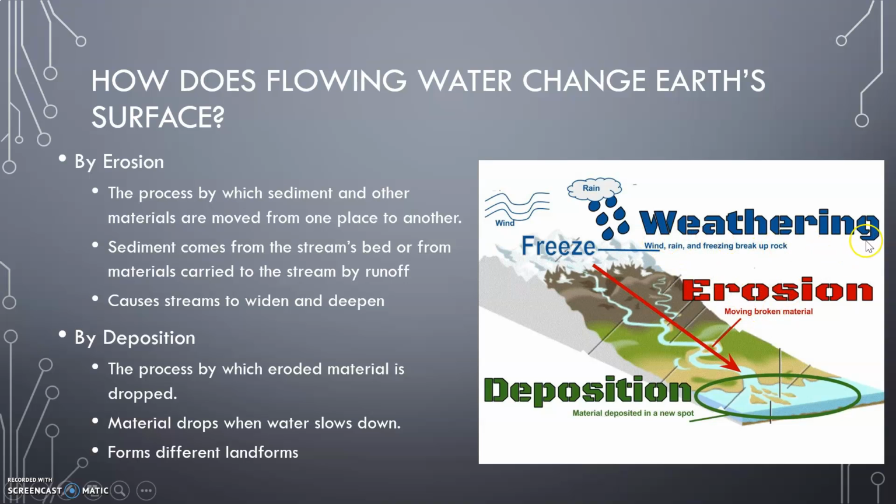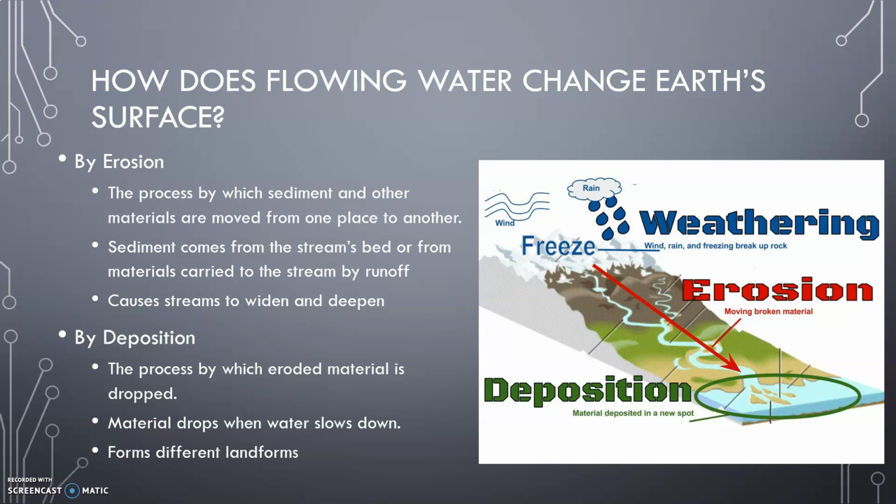We've already talked about weathering, the breaking down of rock due to the wind, the rain, and the freezing rain. We've talked about erosion, which is moving materials from one place to another, and we've talked about deposition, which is where that material actually gets deposited. So, erosion is the process with which sediment and other materials are moved from one place to another. It is the actual physical act of erosion.